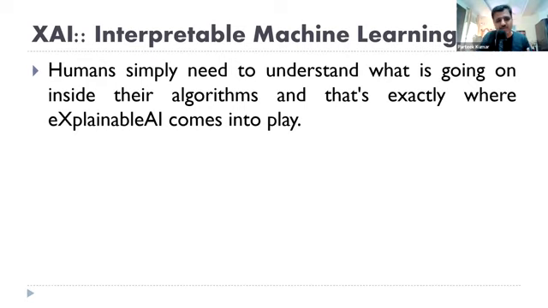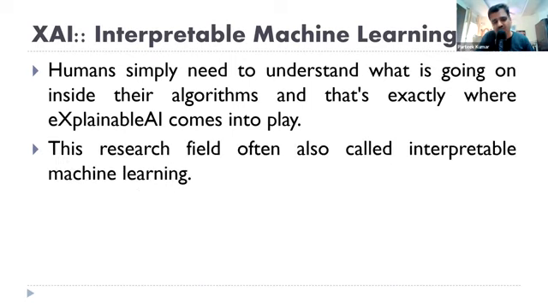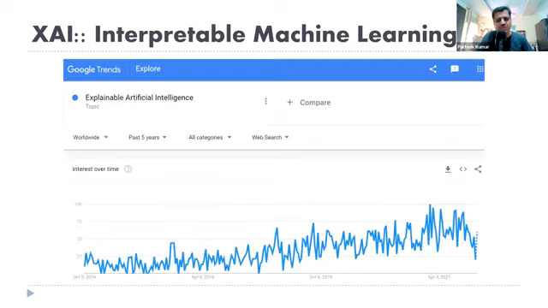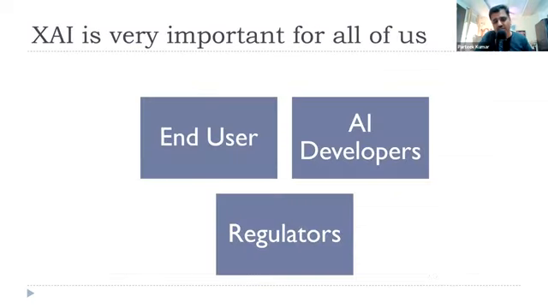We know that humans need to understand what kind of algorithm we are using, and for this we are using explainable AI. It makes our algorithm more understandable, and it provides techniques to better understand and validate our machine learning models. And this is the reason why explainable AI has become a buzzword in modern days. You can see from Google Trends that this term carries a lot more importance nowadays, and a lot more people have interest in this technology.